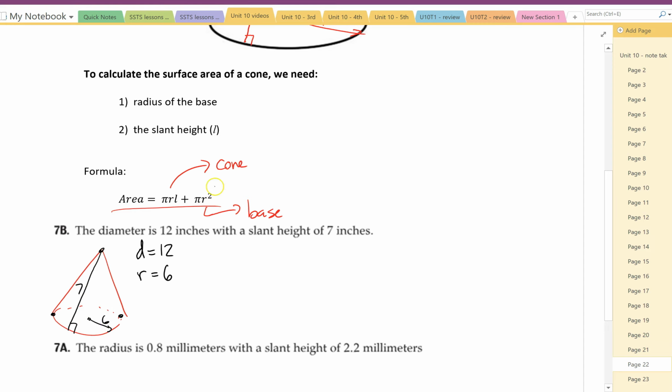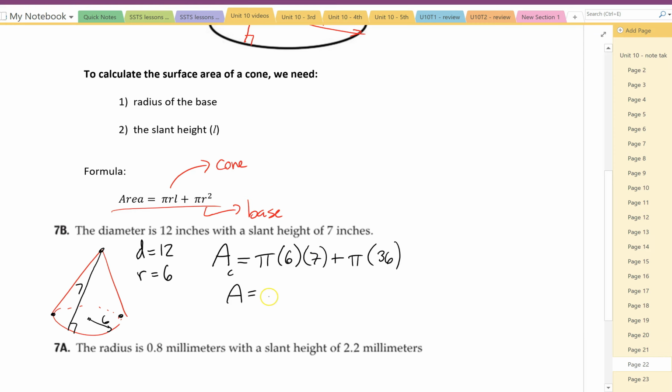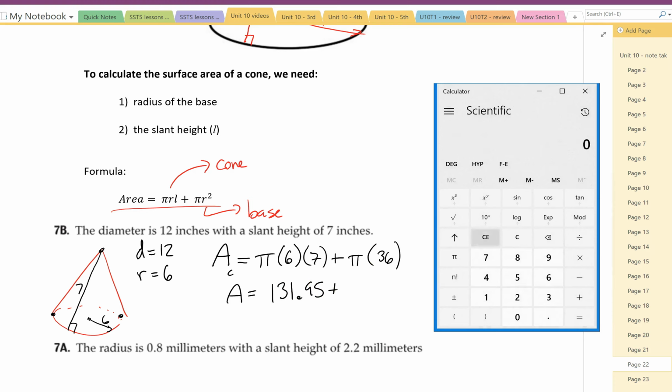So let's just plug it into this formula right here. So the area of this cone is going to be pi times r times L, which it tells me here is 7, plus pi times the radius squared. Right? 6 squared is 36. So pi times 6 times 7 is what? Pi times 6 times 7 is 131.95. And pi times 36 is what? 113.1.